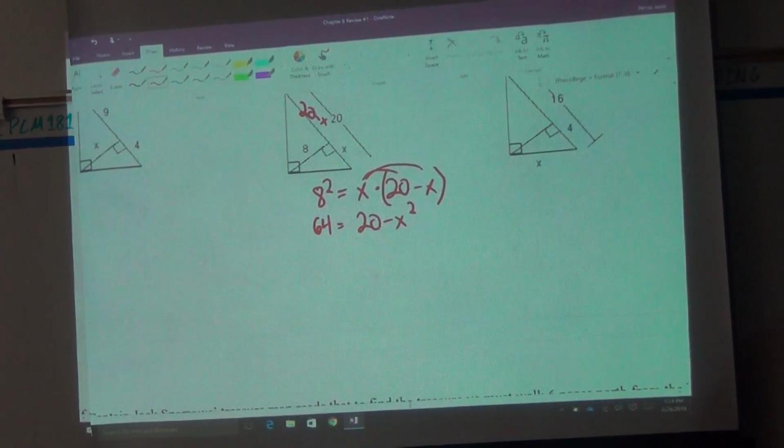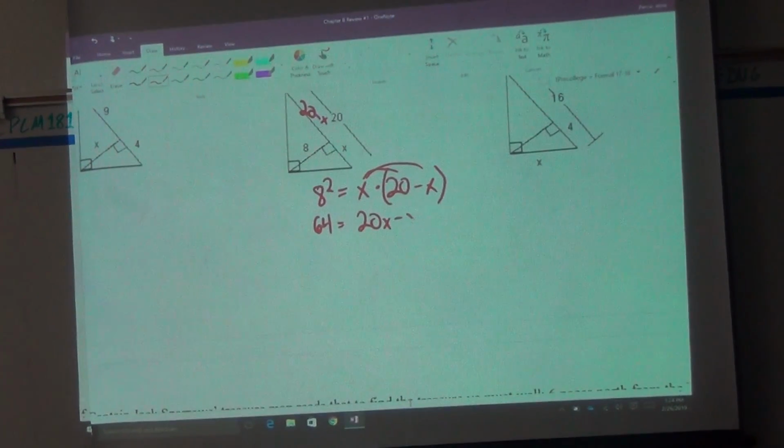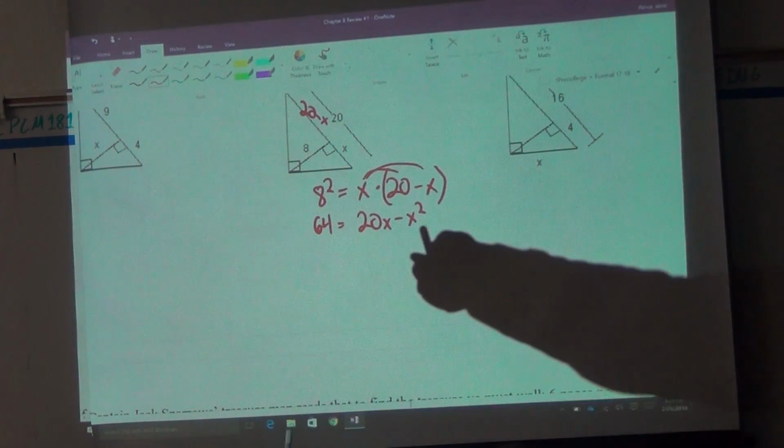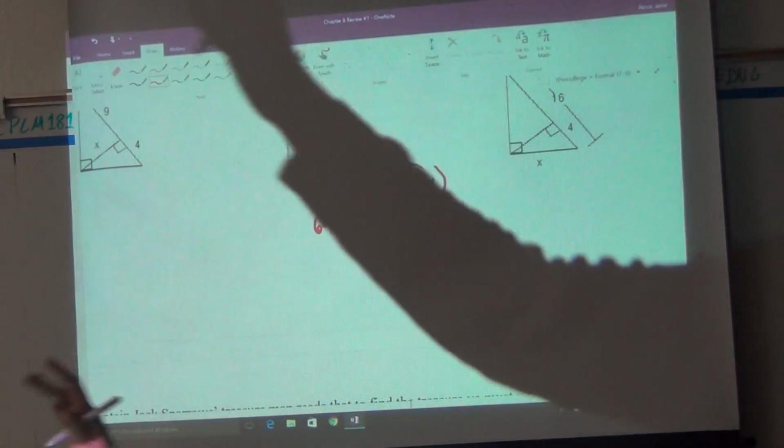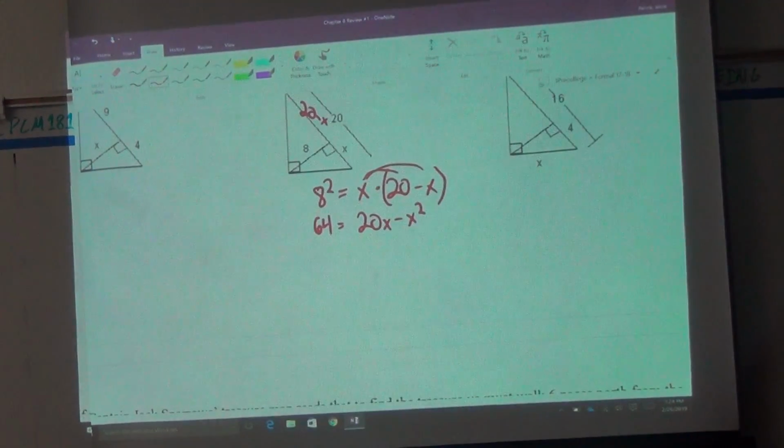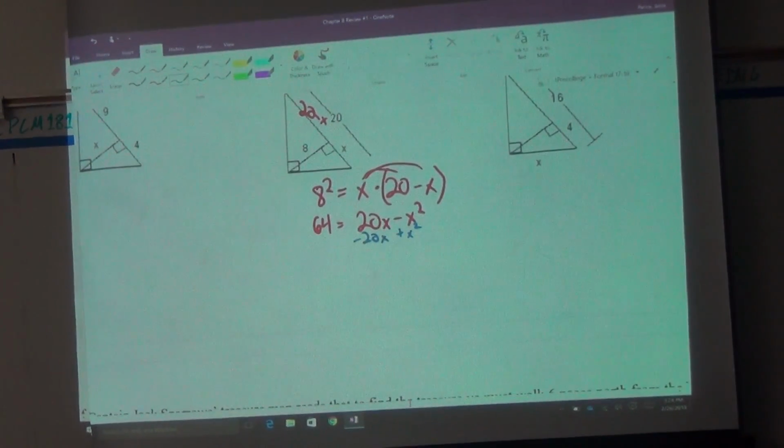Now, if I might make a suggestion, oops, I forgot my x. If I might make a suggestion, it would be that we want the x squared to be positive, so we're going to move everything to the left. Could you get around that? Absolutely. But it's more helpful if we put everything positive that we can in front. So we're going to have x squared minus 20x plus 64 equals 0.